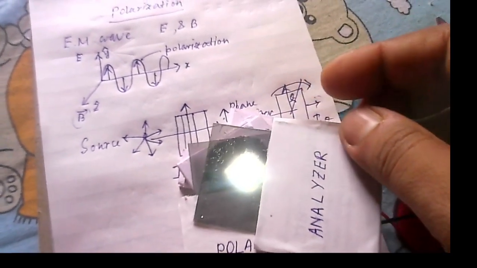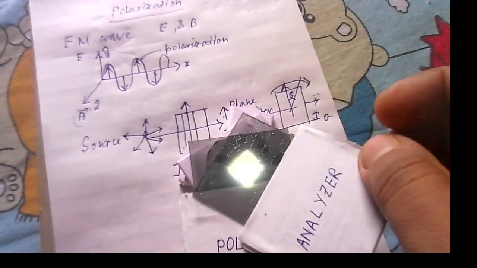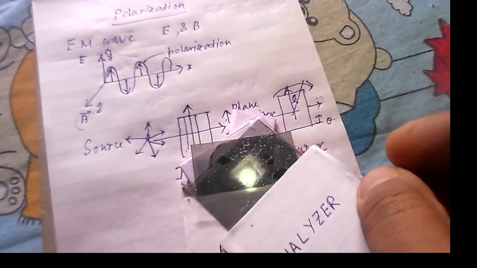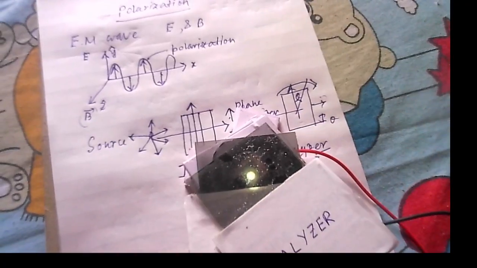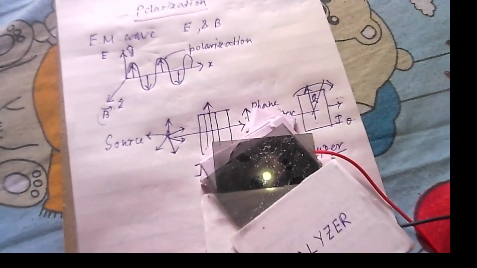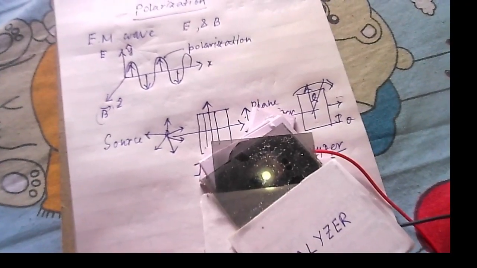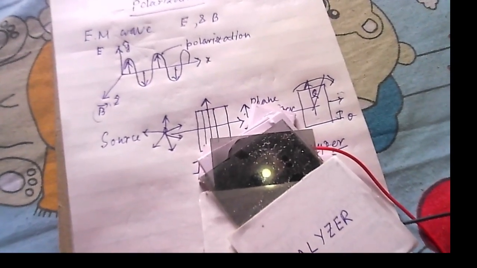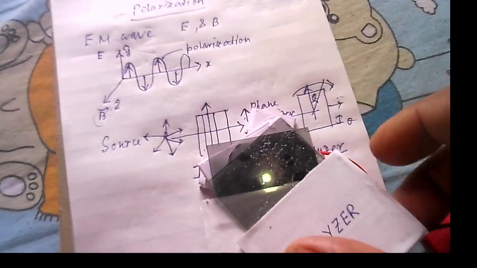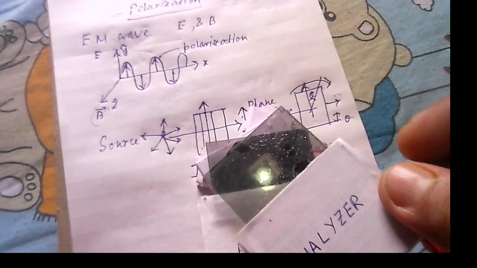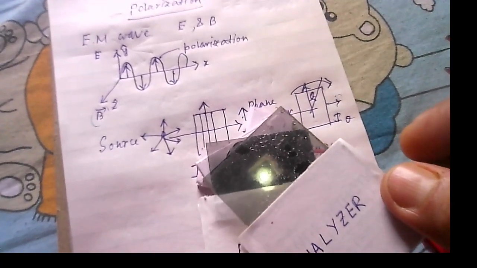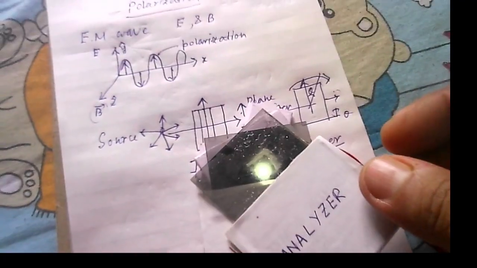So, with this simple experiment, you can learn about the polarization of light and also get some description of Malus law. And these two polarizers you can easily find from a mobile phone screen, so it is very cheap. This is a very simple experiment. I think you will like it.